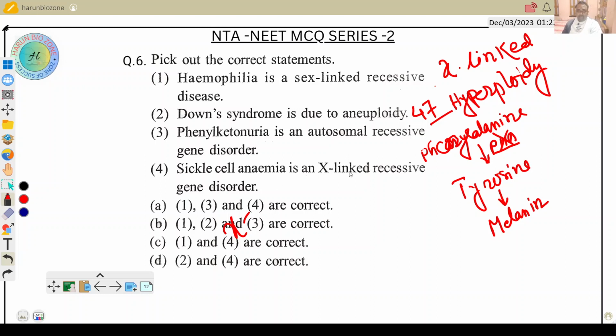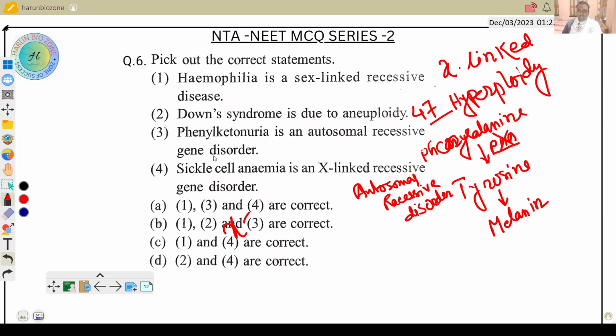And sickle cell anemia is an X-linked recessive disorder? No. Sickle cell anemia is caused by an autosomal recessive disorder, that occurs by a point mutation where valine is converted into glutamic acid.